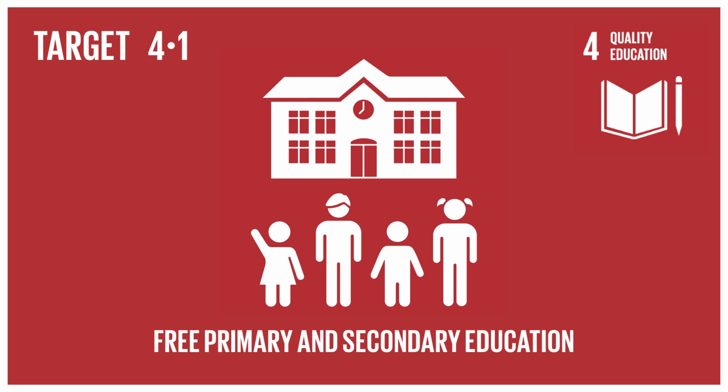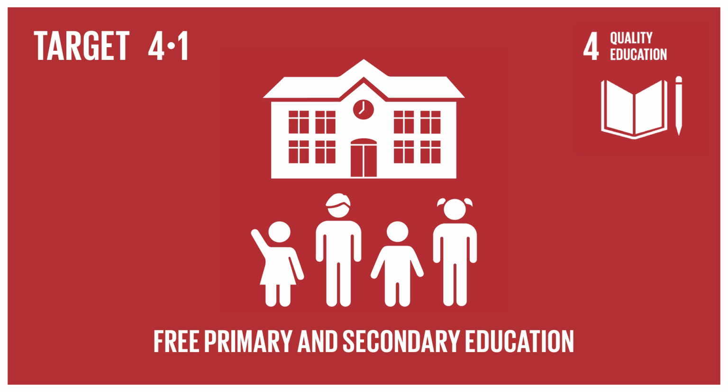SDG 4 is to ensure inclusive and equitable quality education and promote lifelong learning opportunities for all. Within SDG 4 are 10 targets, of which we here focus on target 4.1, which is by 2030, ensure that all girls and boys complete free, equitable, and quality primary and secondary education, leading to a relevant and effective learning outcome. Target 4.1 has two indicators.